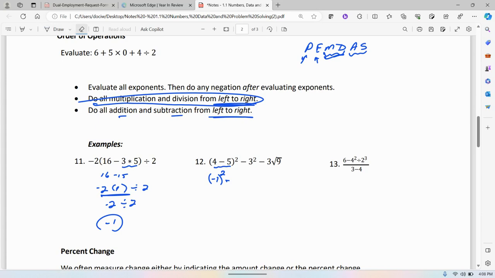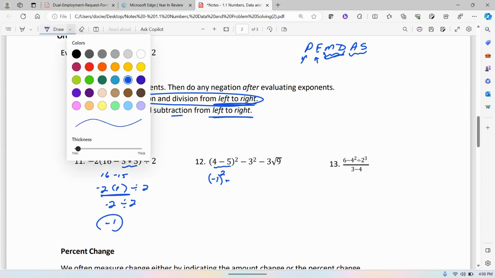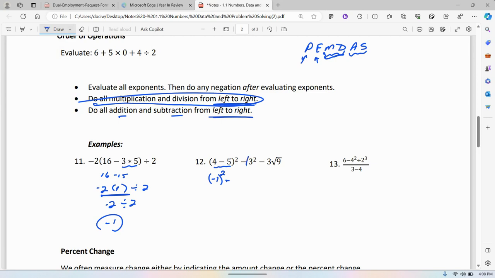Let me try to make that parentheses again. That 3 squared is in parentheses, so I have minus 9. The square root of 9 is 3, so that's minus 3 times 3, so that's another minus 9. Negative 1 squared is negative 1 times negative 1 is a positive 1. Minus 9 is minus 18, and 1 minus 18 is negative 17. So you want to be very methodical with your order of operations.